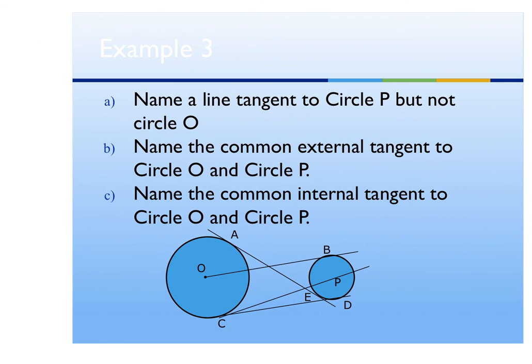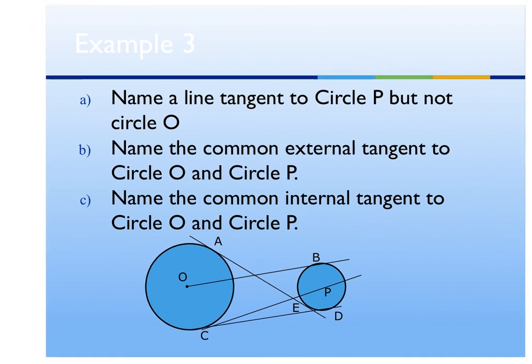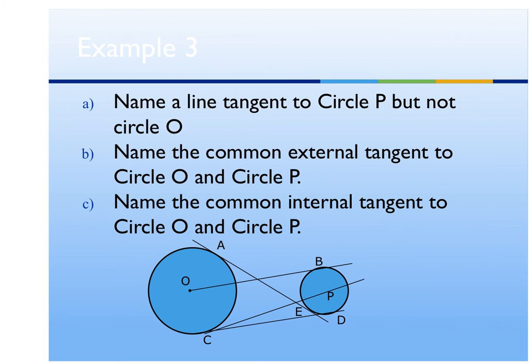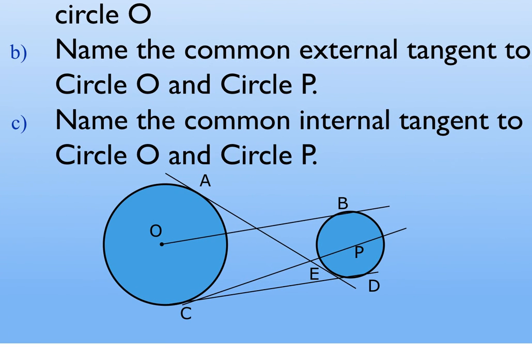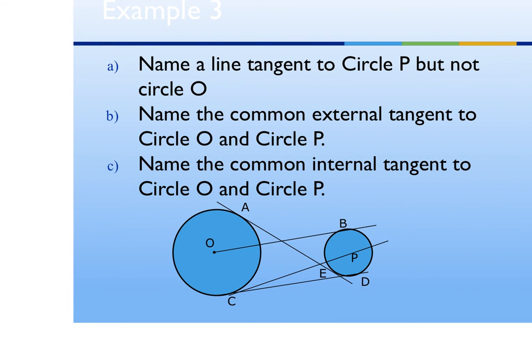Example 3, I think we're there, okay? Name a line tangent to circle P, but not tangent to circle O. Guys, go ahead. Make sure that P is a dot right here. That should technically be in the center. Xavier? Line BO. B-O, very good. So we're going to write B-O, and I'm going to put a line above it.